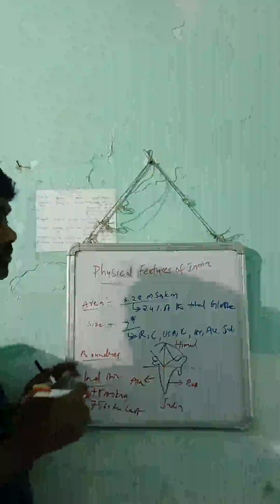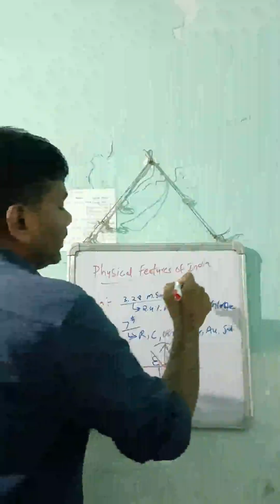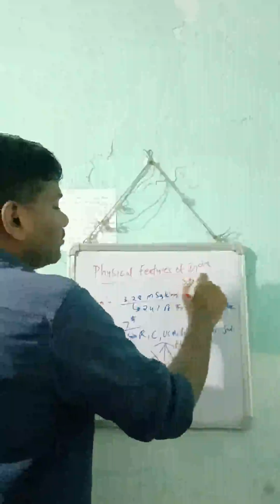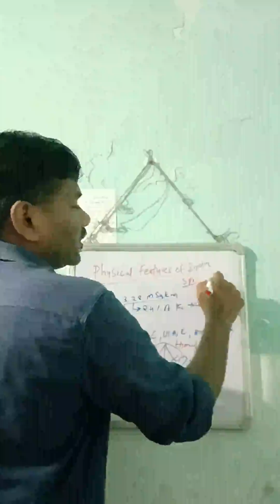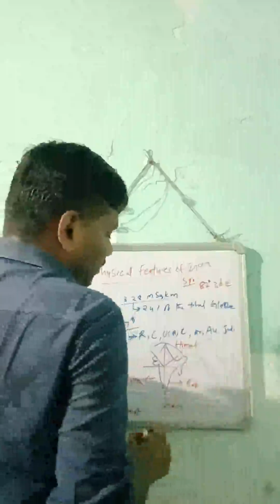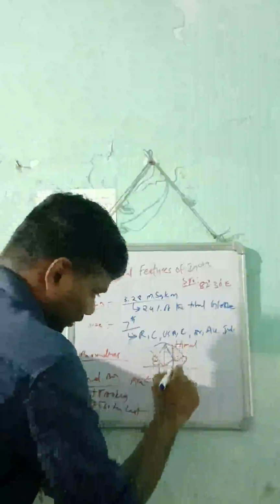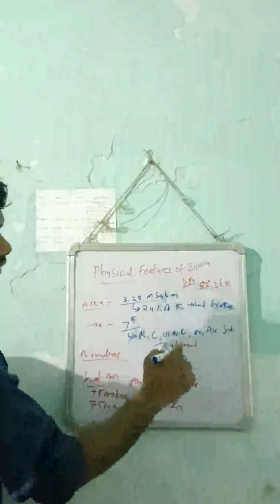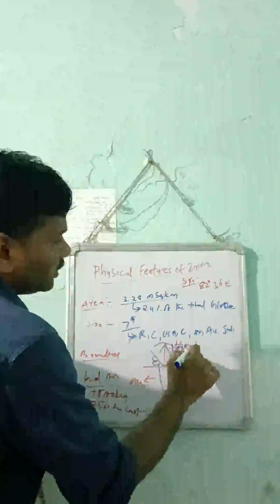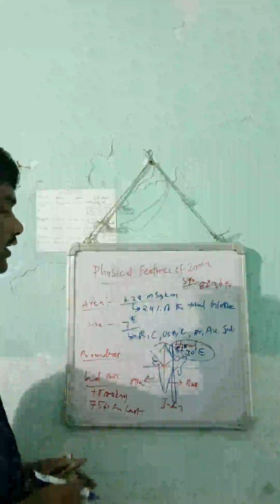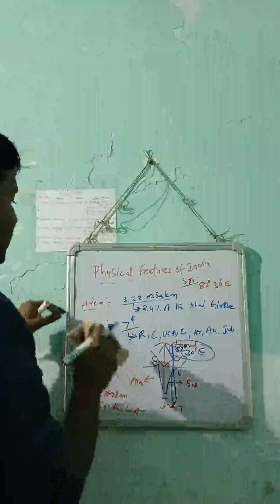One more thing: Indian Standard Time. The standard meridian of India is the 82 degrees 30 minutes east line. This line, 82 degrees 30 minutes east, is the standard meridian time of India.